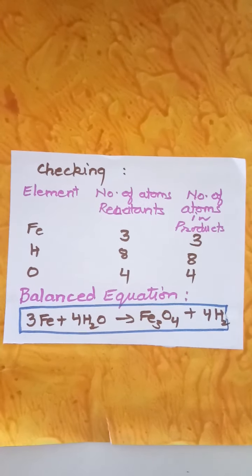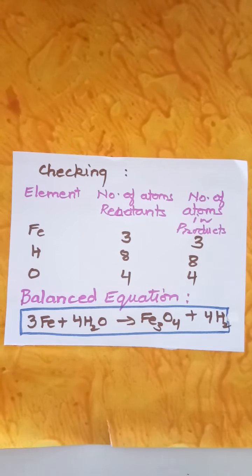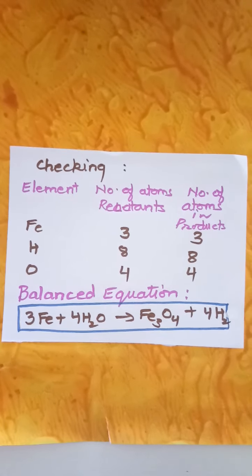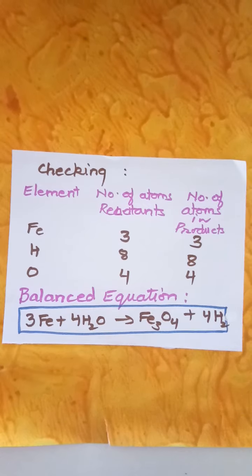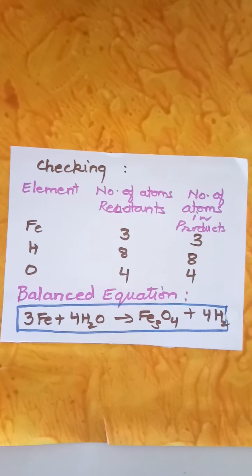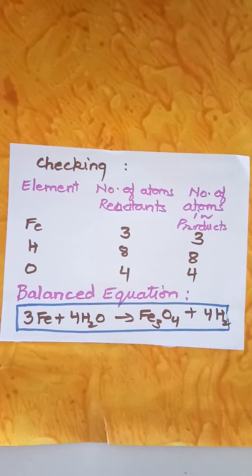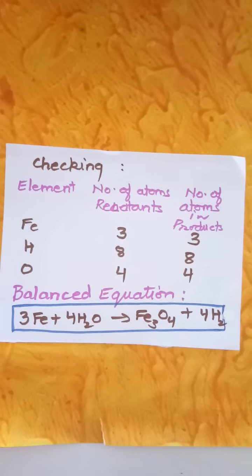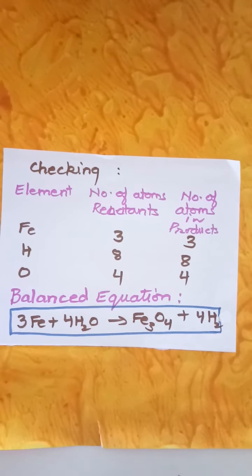Now after balancing all the atoms of each element, we compare the reactants and the products and we see that iron on both the sides now are 3, hydrogen are 8 and oxygen is 4. And now our balanced chemical equation becomes 3Fe plus 4H2O gives you Fe3O4 plus 4H2.